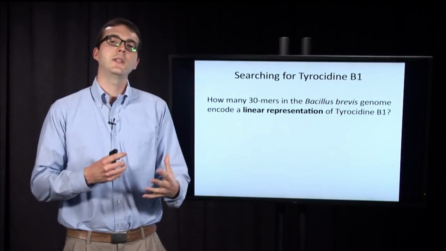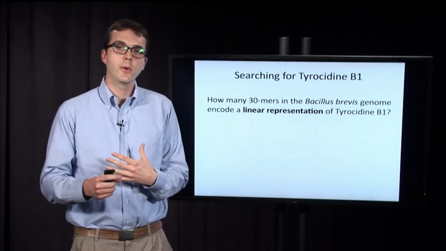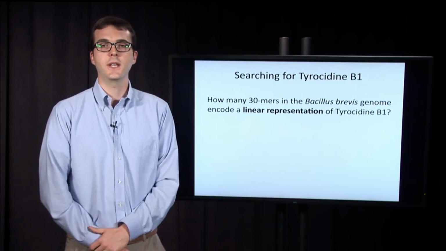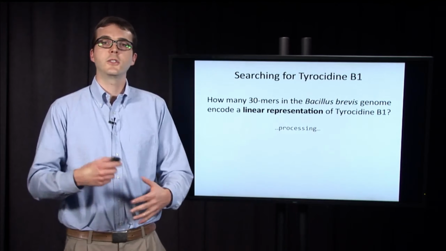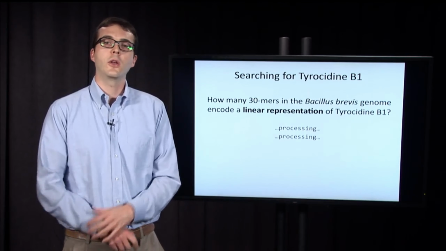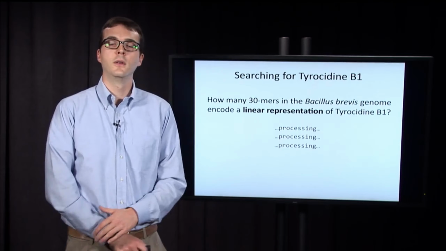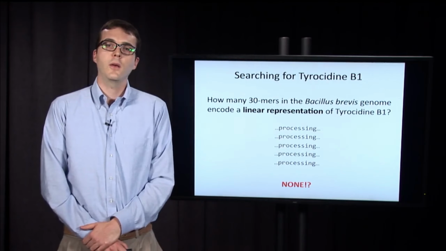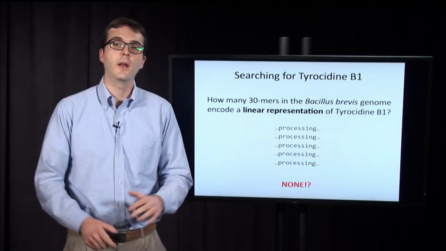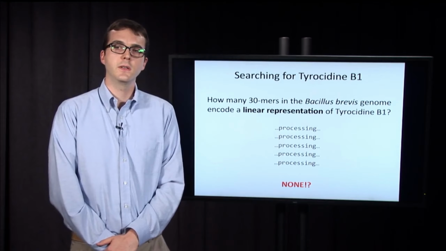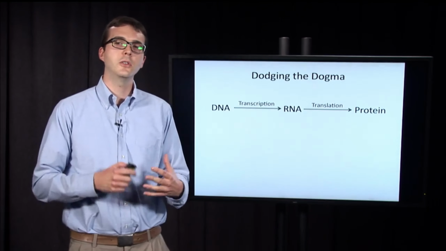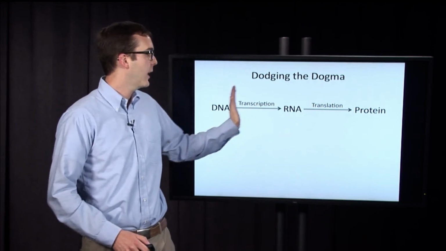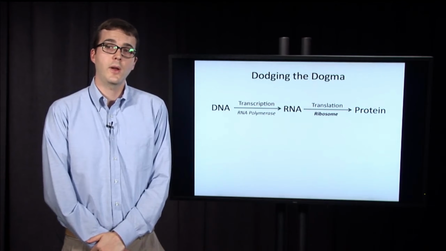So then we come back to our question and we say, how many 30mers in the genome of Bacillus brevis are actually going to encode one of these linear representations? This is a question that we ask. And we could go off and program it in a computer and have the computer run our algorithm. And then our computer would say, well, actually, there aren't any 30mers in this genome that encode one of these linear representations. So that's weird. And our conclusion then is that somehow something weird is going on with this dogma, right? Somehow it's not getting translated from the DNA of Bacillus brevis.